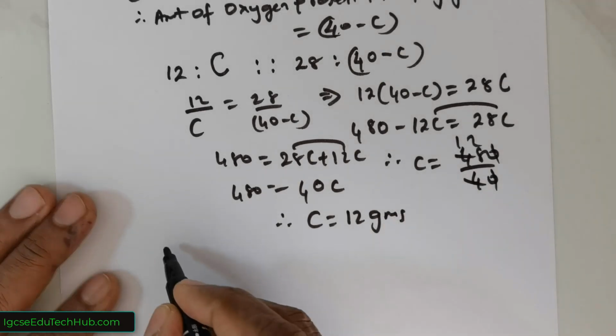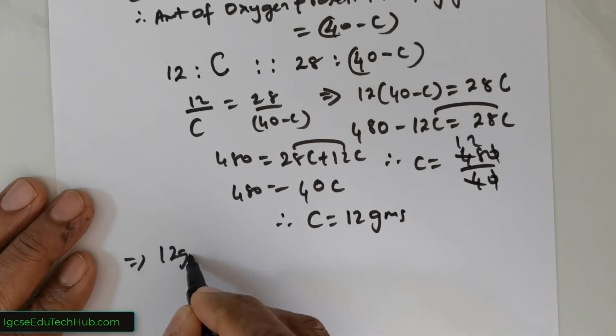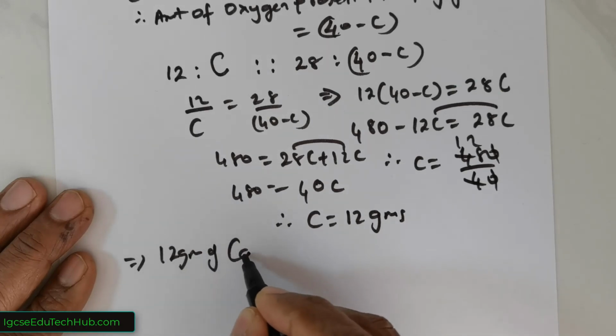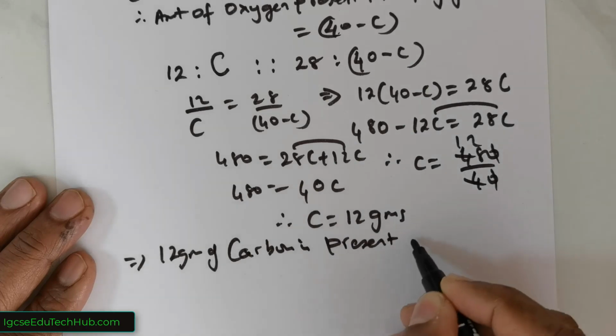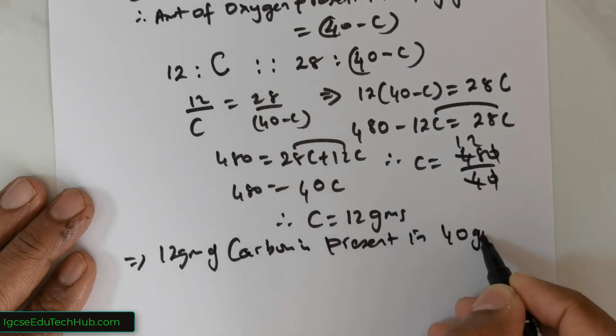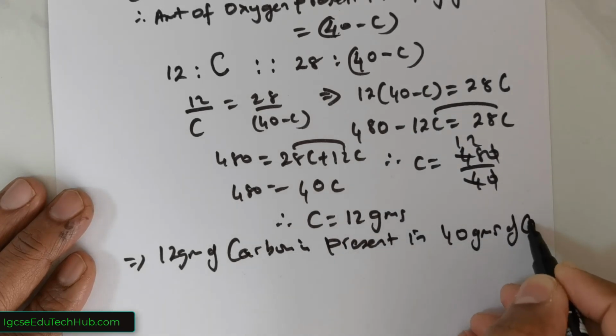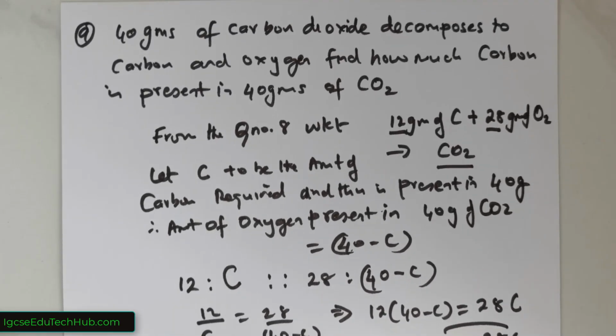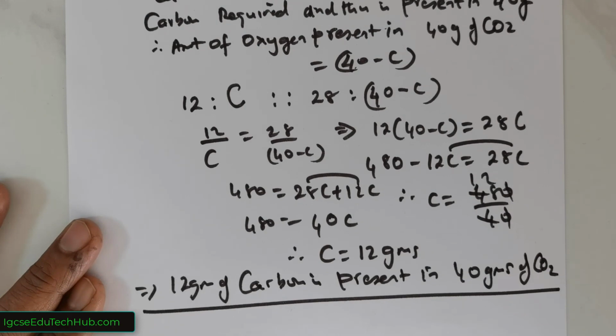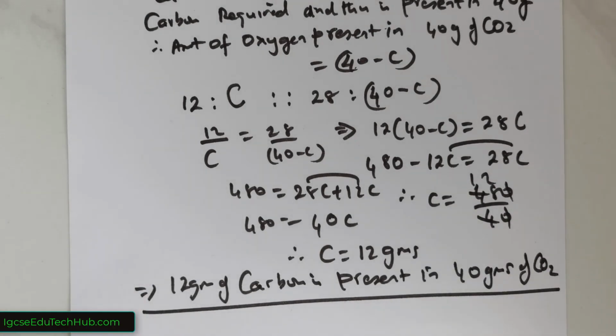So what is the meaning of this? This means 12 grams of carbon is present in 40 grams of CO2. So that is a beautiful question. So what I'm going to do is I'm going to convert all the handwritten notes into a PDF and I will make it available as a free download for all our students.